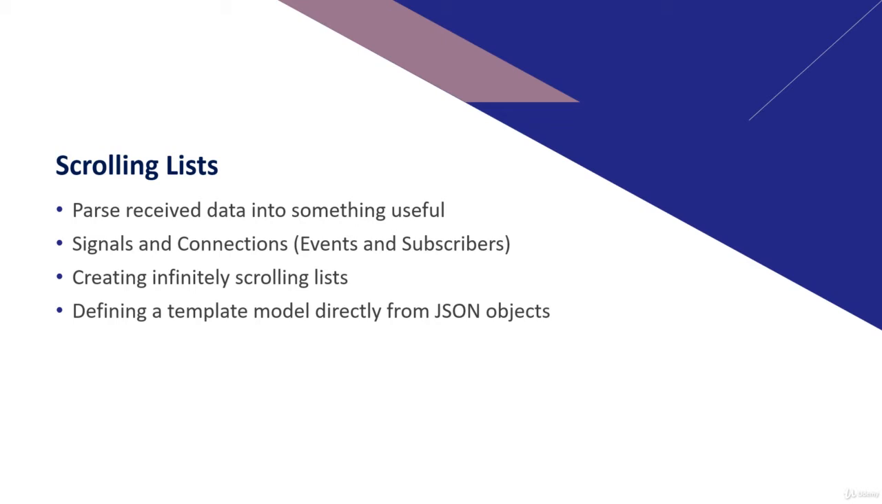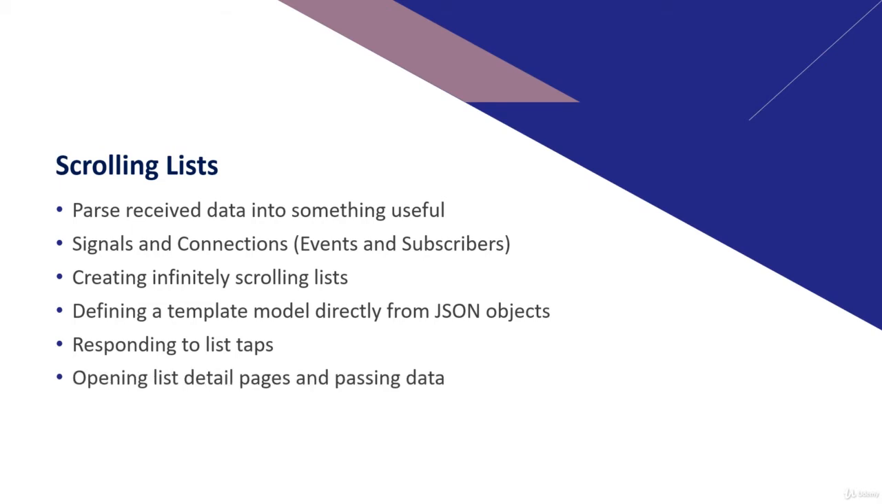We're going to define a template model directly from the JSON objects that we've created when we received that data from the internet. We'll look at how we respond to taps on this list, or clicks if you're on the desktop. And finally, responding to those taps will open up some detail pages so we can look at our properties, and we'll also look at how we pass data into that page without making another HTTP call, obviously.